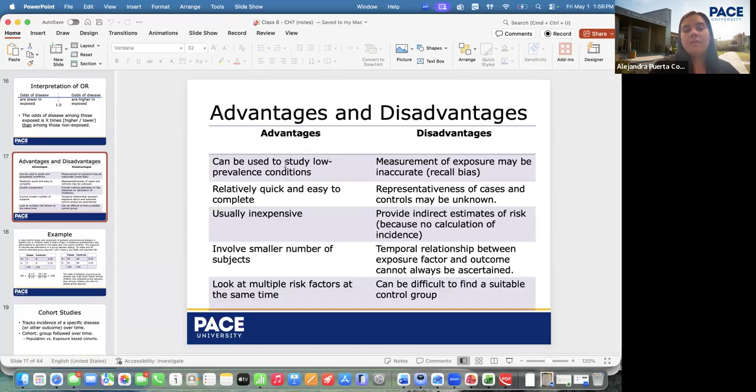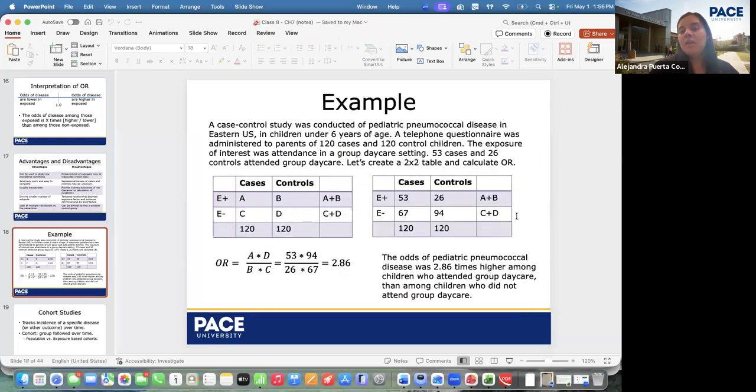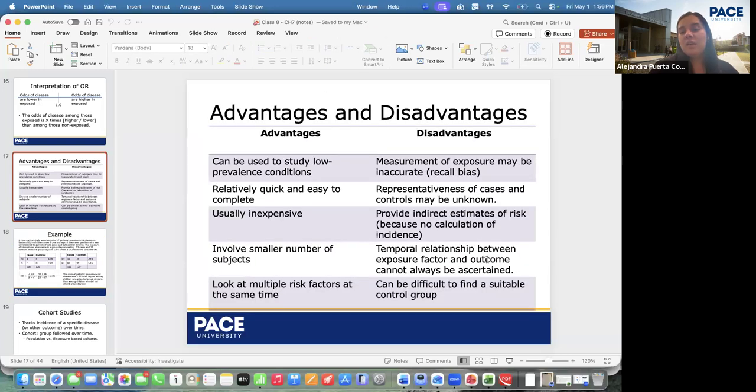Okay. It's great with low prevalence conditions, quick, easy, usually inexpensive. You need a smaller number of subjects. You just need to make your controls comparable to your cases, right? Disadvantages, you have a bunch of bias, right? You have recall bias. You may not have representativeness. You are doing an indirect estimate of the risk, right? And temporality is also an issue because you'll never know for sure that the exposure came before the outcome.